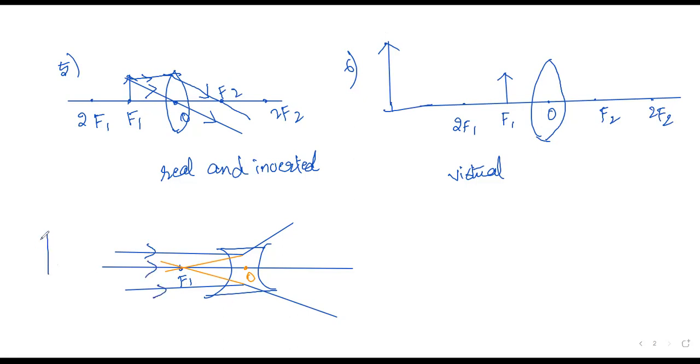So the object is placed at infinity. Now here the image is formed. How is it? It is virtual and highly diminished, point size.